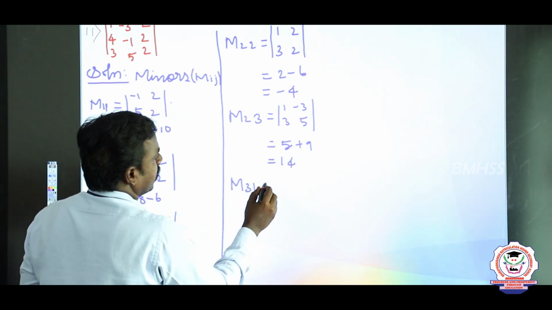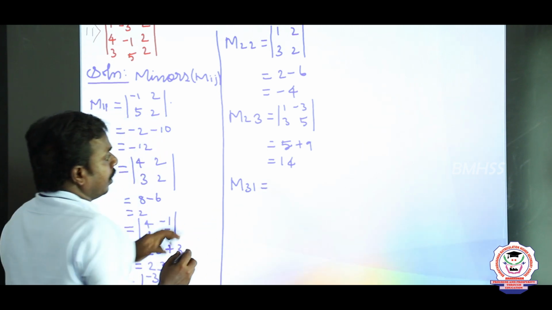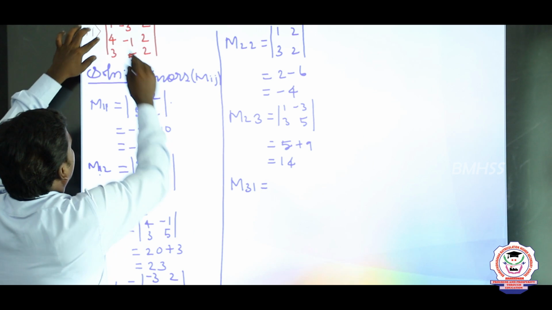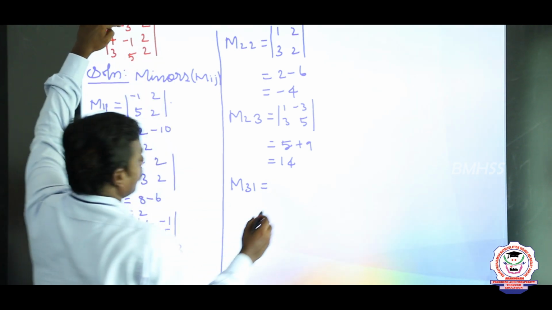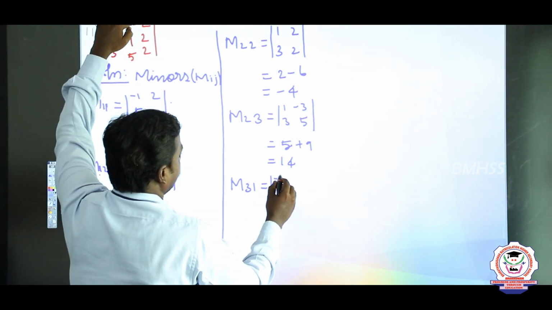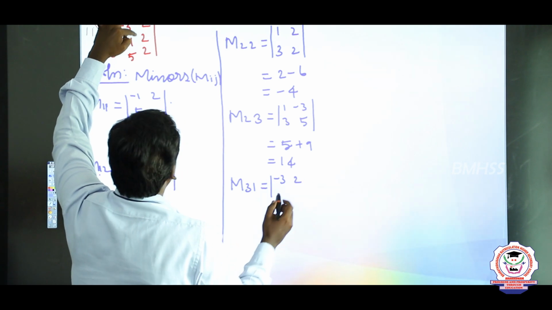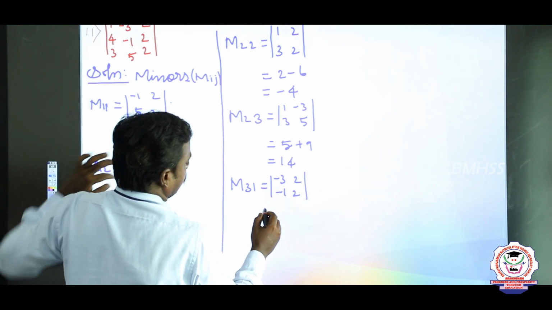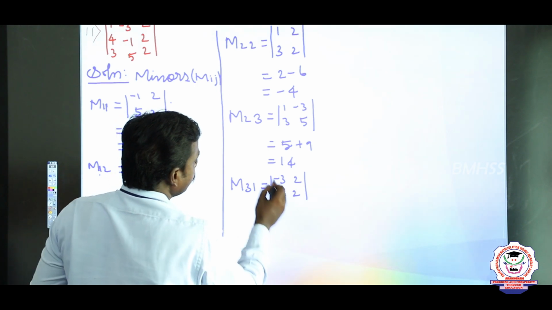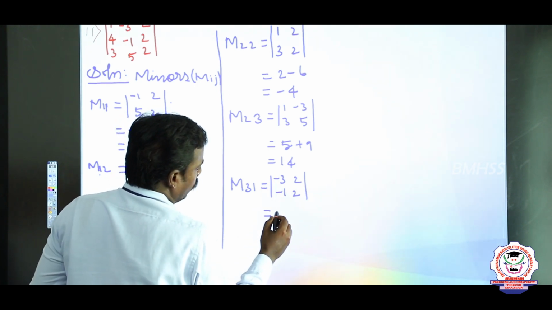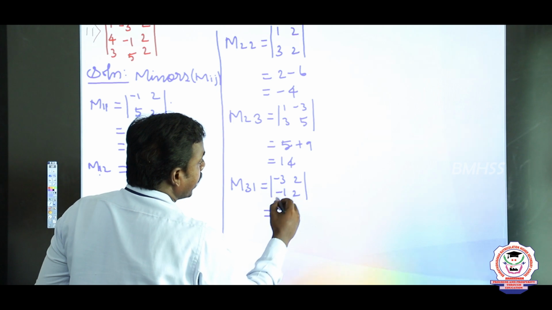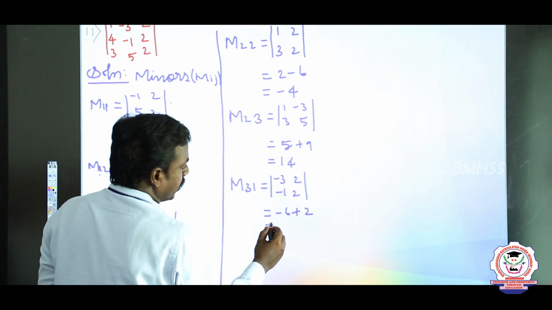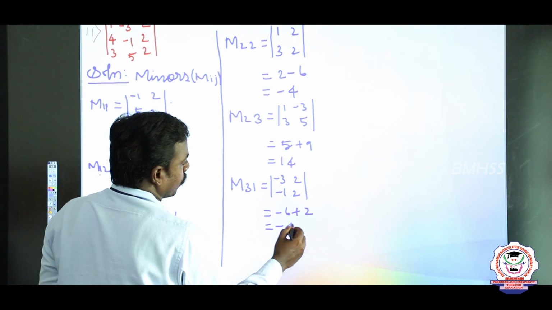Next, M31. Omit the third row and first column. What are the remaining elements? From the first row minus 3, 2. From the second row minus 1, 2. So determine this matrix: minus 3 into 2 is minus 6. So minus and minus is plus 2. So minus 6 plus 2, that is minus 4.